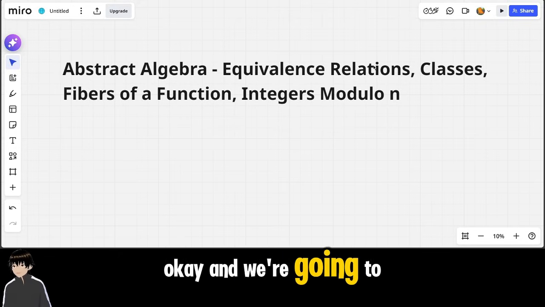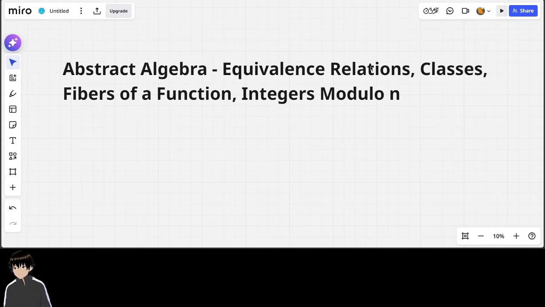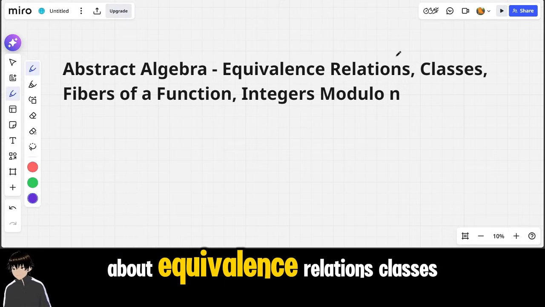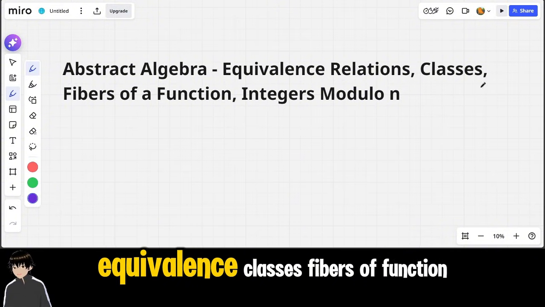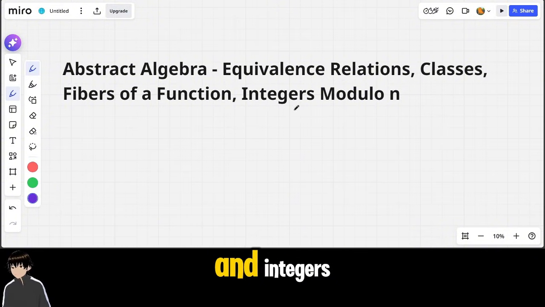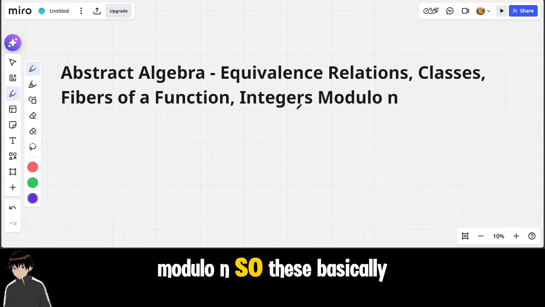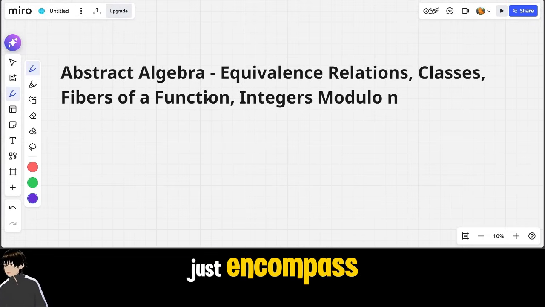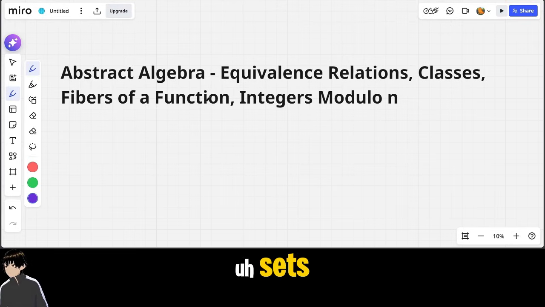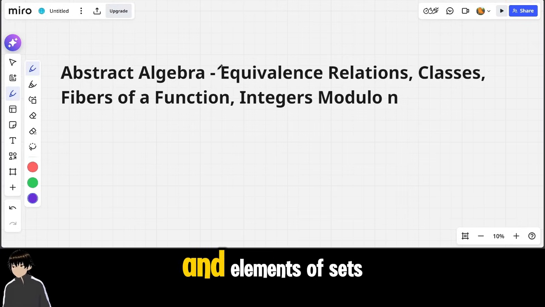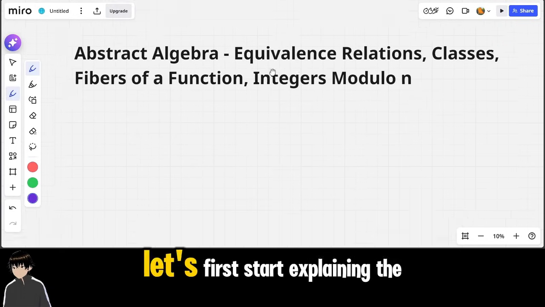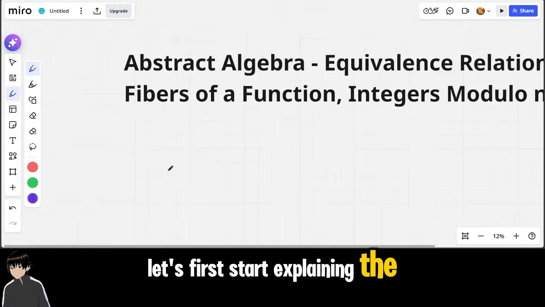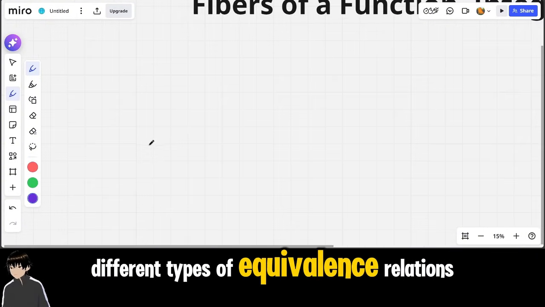Okay, and we're going to be diving into multiple topics actually, about equivalence relations, equivalence classes, fibers of a function, and integers modulo n. So these basically just encompass sets, and elements of sets and their relationships to each other. So let's first start explaining the different types of equivalence relations.